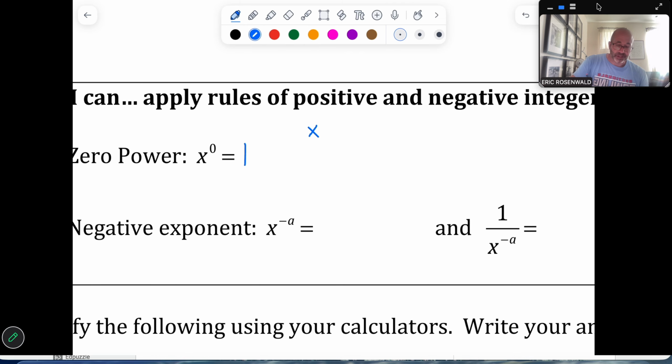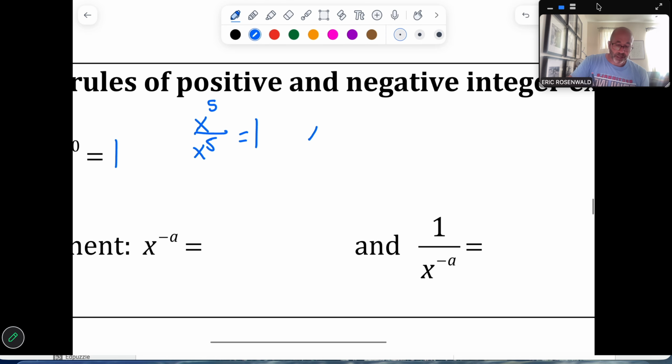The reason that is that if I had x to the 5th power divided by x to the 5th power, anything divided by itself is 1, right? 100 divided by 100 was 1. 1,000 divided by 1,000 is 1. Anything divided by itself is 1. So I have x to the 5th divided by x to the 5th. That's going to equal 1. Well, if I use my subtraction rule, I get x to the 5 minus 5, which is x to the 0.